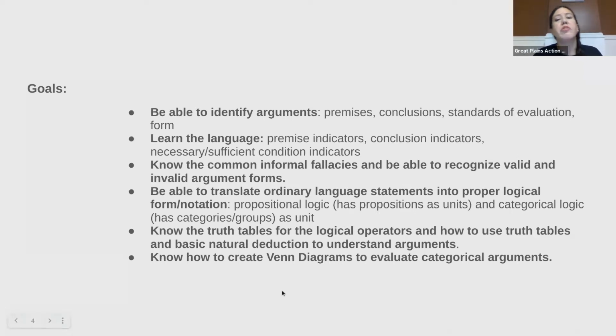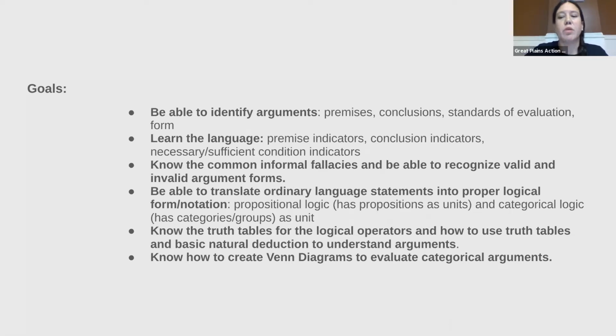We also want to learn the truth tables for logical operators and how to use truth tables in basic natural deduction to understand arguments. Truth tables are incredibly helpful for showing us the truth conditions for statements. We can look at complete truth tables where we see all the possible truth values for a proposition, or we can try to use indirect truth tables to see if we can get the information we're interested in.